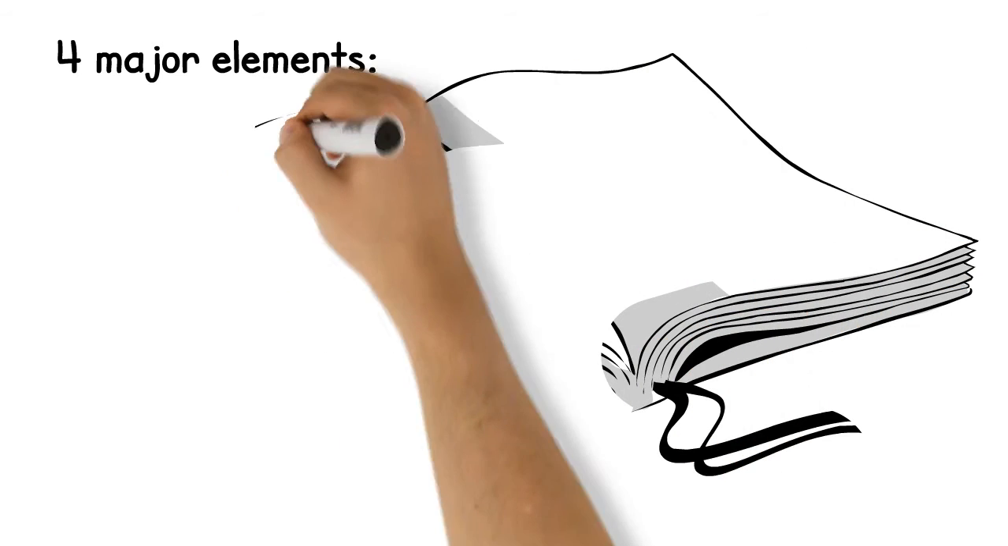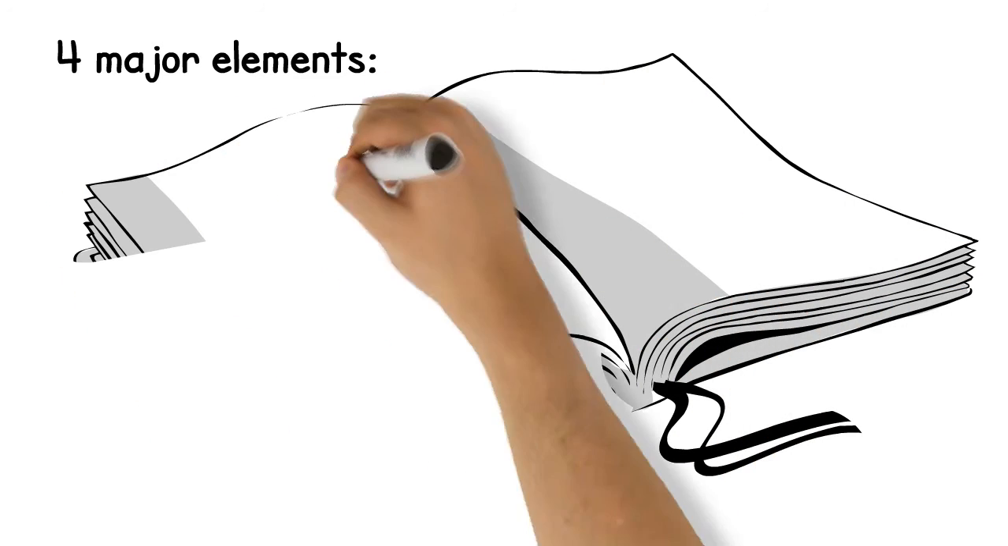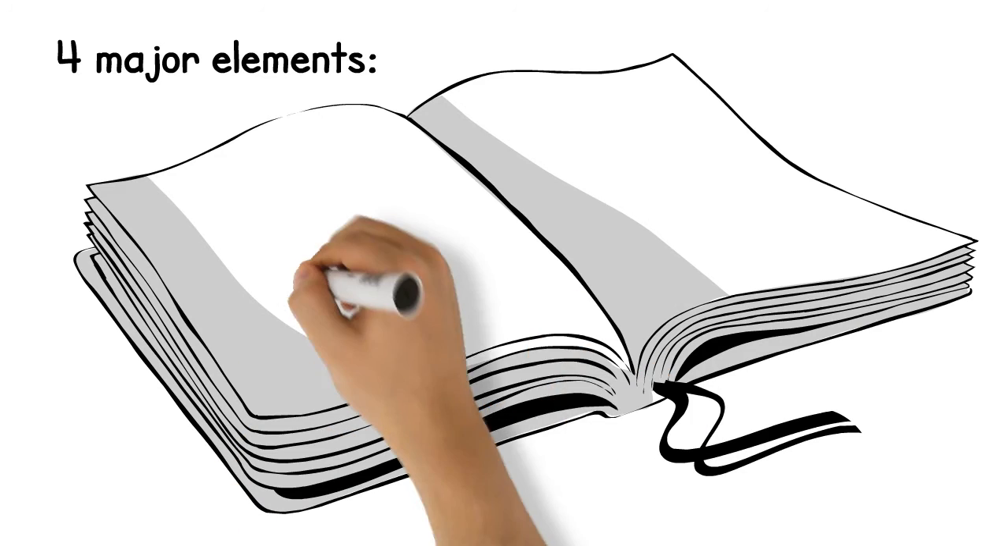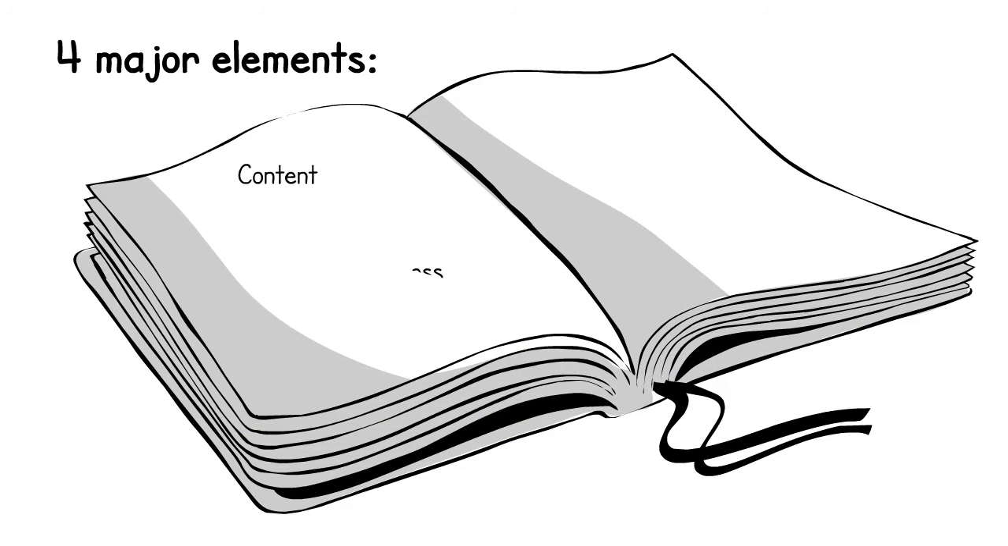Teachers can differentiate at least 4 classroom elements based on student readiness, interest, or learning profile. These 4 elements include content, process, products, and the learning environment.